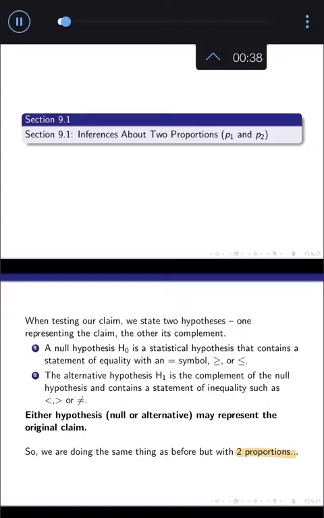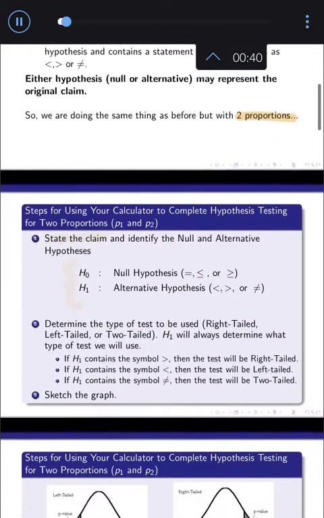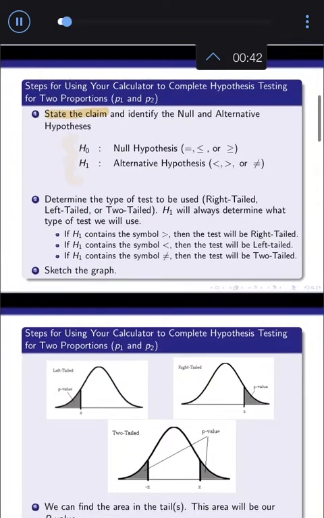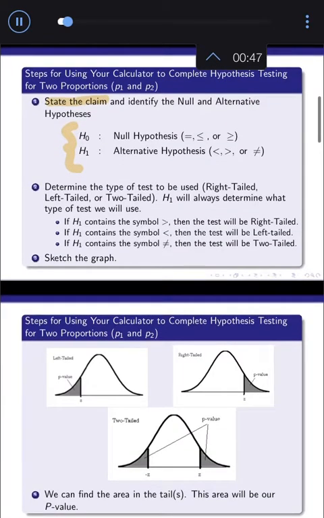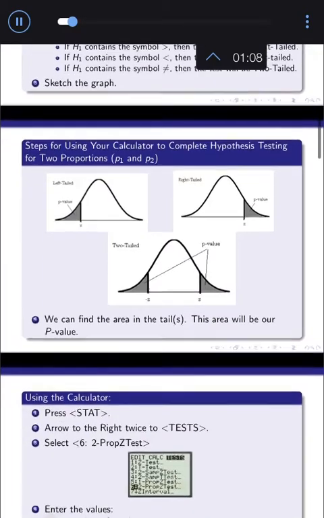We'll still state out our claim first, figure out where it lands as to if it's your H0 or your H1, determine if we have a right-tailed, left-tailed, or two-tailed graph. We'll sketch the graph. Because we're back to testing proportions, we're going to be back to Z's again. So we can be back to drawing our standard normal curve. Again, the area, the p-value will be the area in the tail or tails.